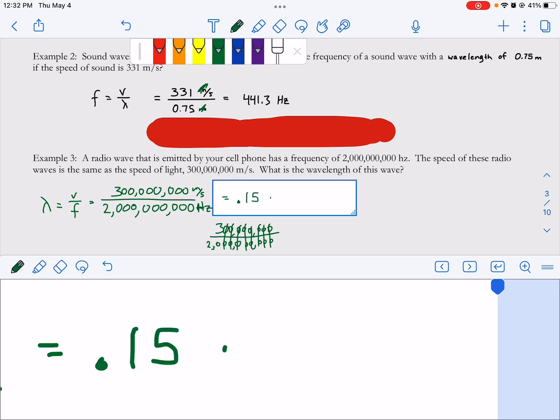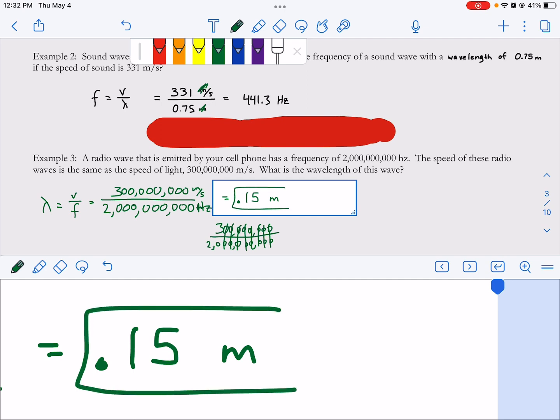0.15 meters. Wow, that's a wave that's big enough I could see it, if I could see it. Because 0.15 meters is 15 centimeters, and that's something that I can measure with a ruler, okay? So that is the wavelength of this wave. So that's the answer to this question for real, okay?